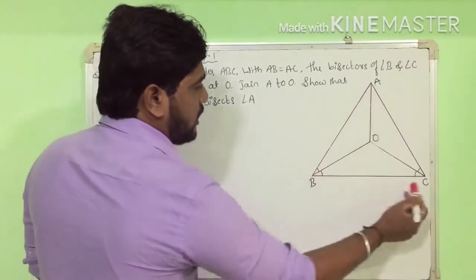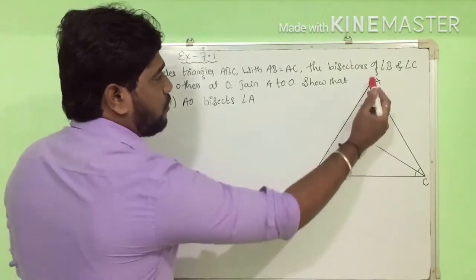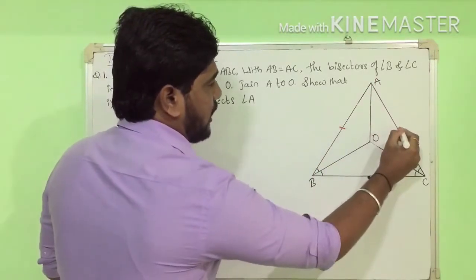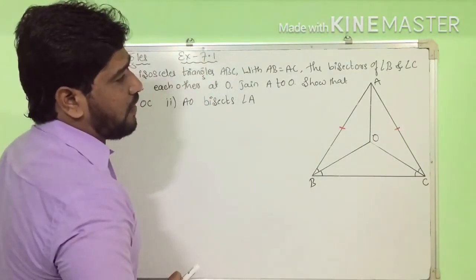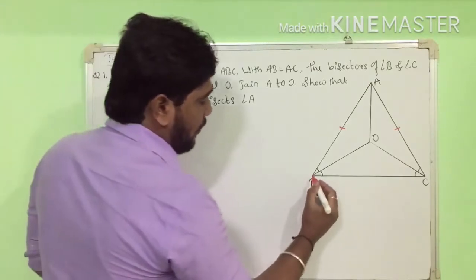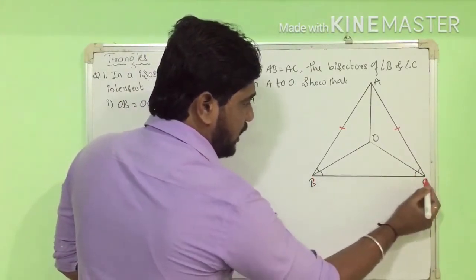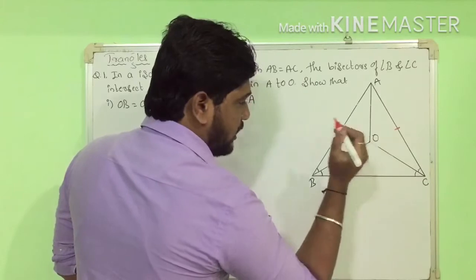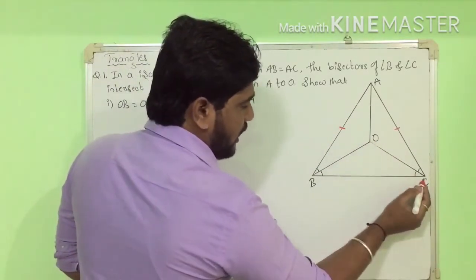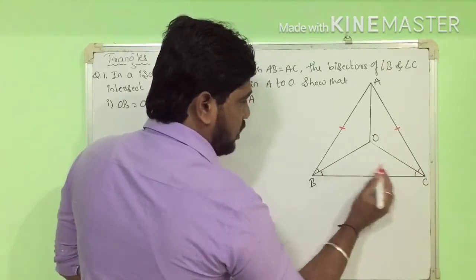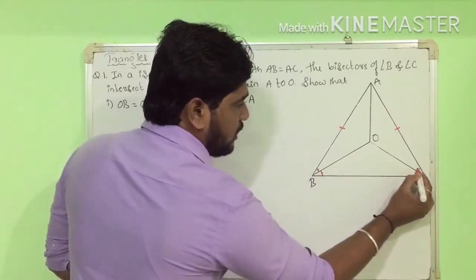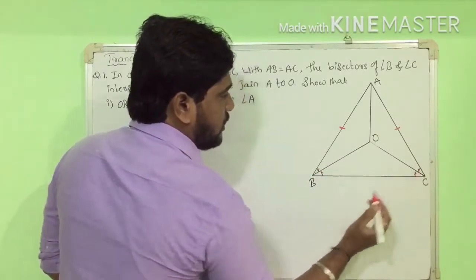Exercise 2, the first question: in an isosceles triangle ABC with AB equal to AC, these two sides are equal. The bisectors of angle B and angle C intersect each other at O. So OB is the bisector of angle B and OC is the bisector of angle C. These two intersect at O. It means these two angles are equal, right?